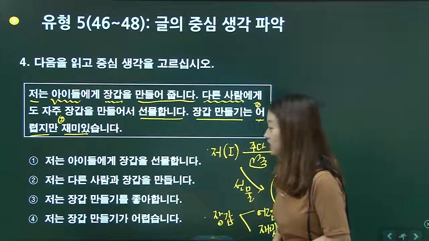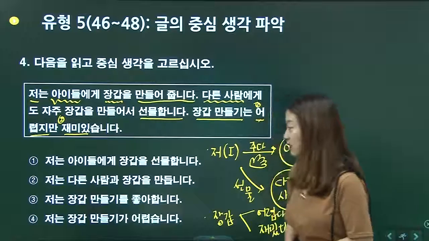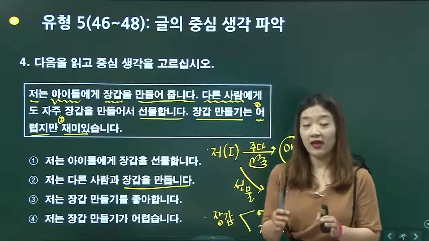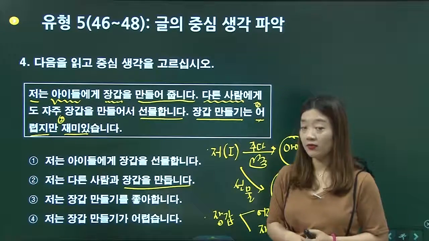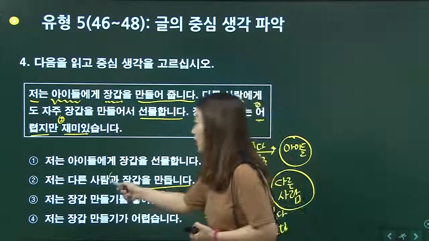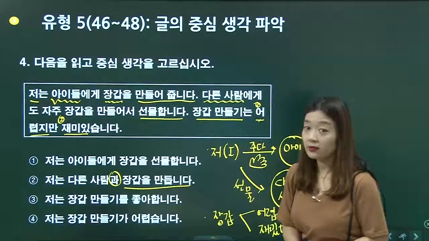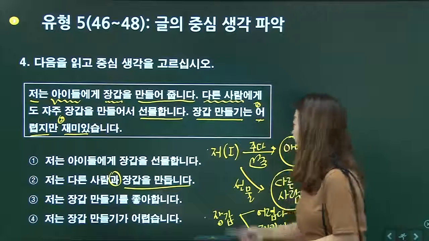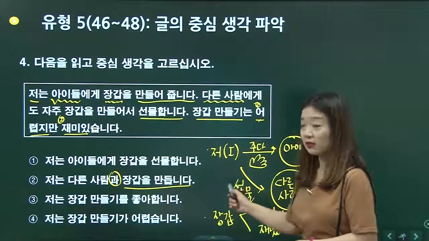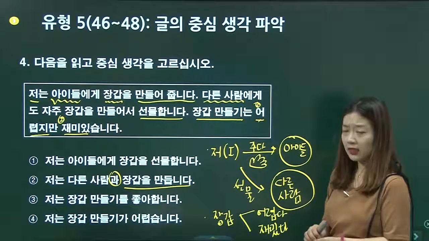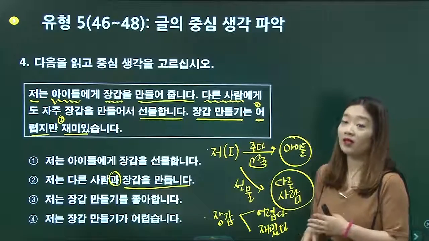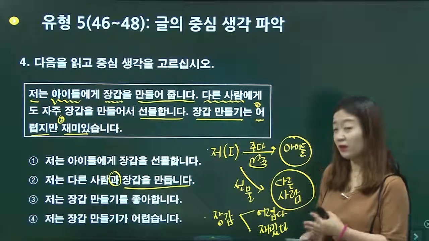Okay. Number two, 저는 다른 사람과 장갑을 만듭니다. I 장갑을 만듭니다. Make gloves, right? I make gloves. It's true, right? But 다른 사람과, with other people? No, I gave a gift. I give gloves as a gift to other people, right? Not make the gloves with other people.